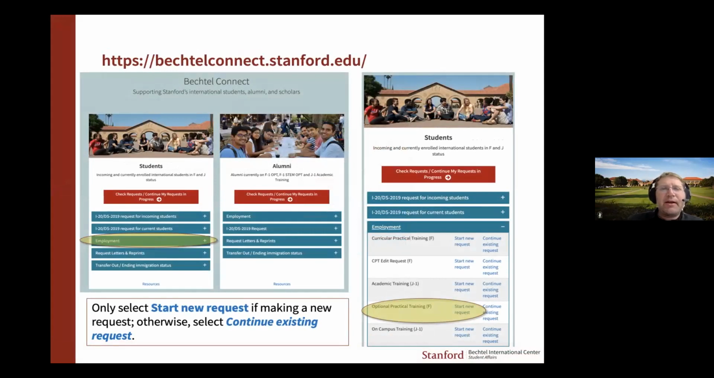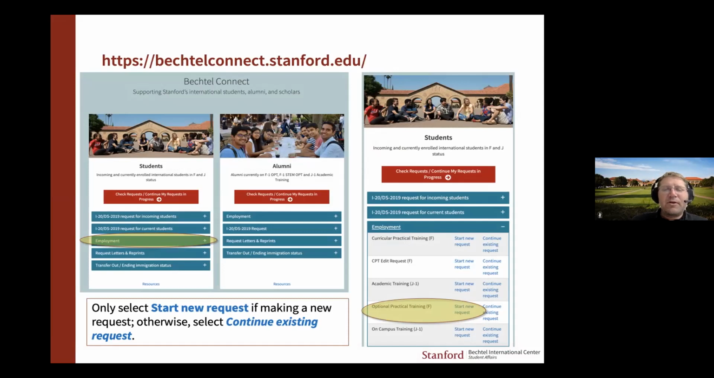To access Bechtel Connect, there's a couple different ways. You can do it through our website, bechtel.stanford.edu, or you can go directly to bechtelconnect.stanford.edu. Under the students category, you'll select employment to get the drop-down menu, and then you'll click on start new request under optional practical training. You will only ever click on start new request when you're starting a new request. If you've already clicked on that function to start a new request and you want to come back to either look at your request or to finish submitting it, then you're going to click on continue existing request.